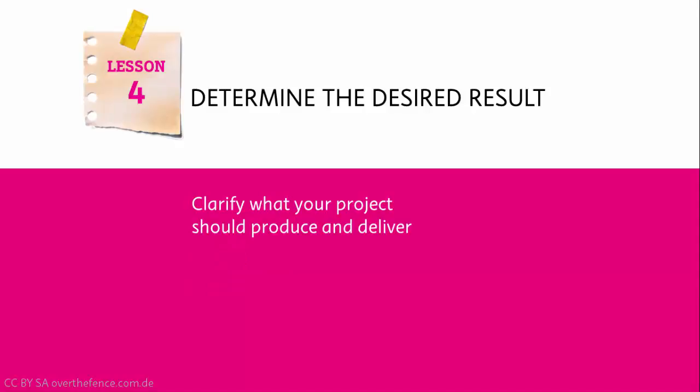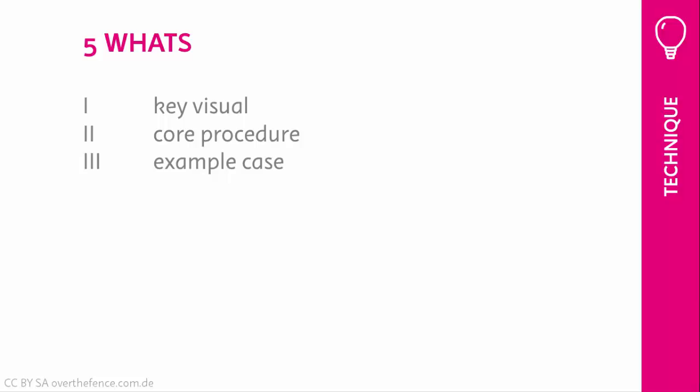It's what your project creates, produces or builds, and what you eventually hand over to the customer. This lesson helps you to clarify what your project should produce and deliver. For this, you will get to know the very effective technique 5 Whats. In the following, you will learn about the key visual, the core procedure, and an example case of that technique.